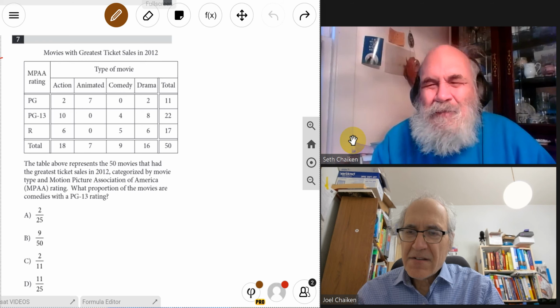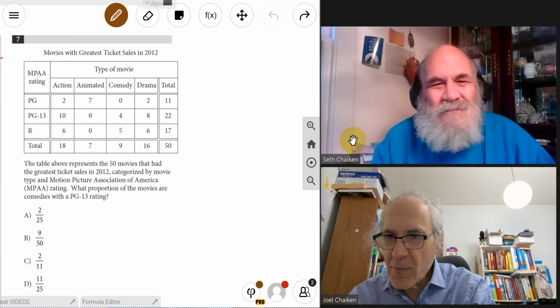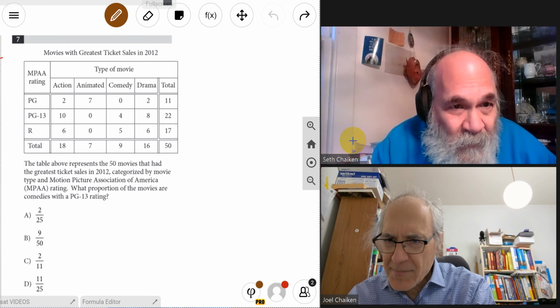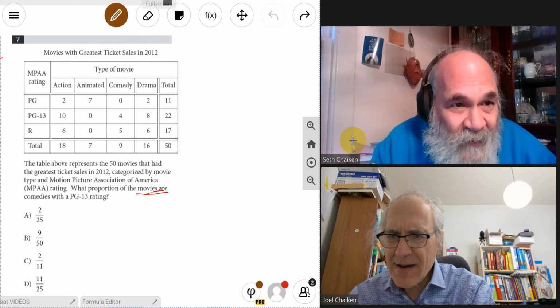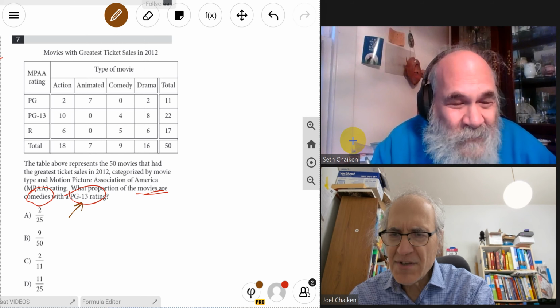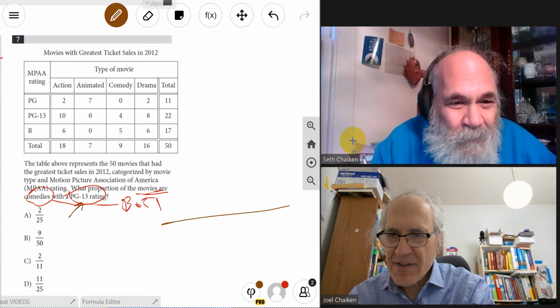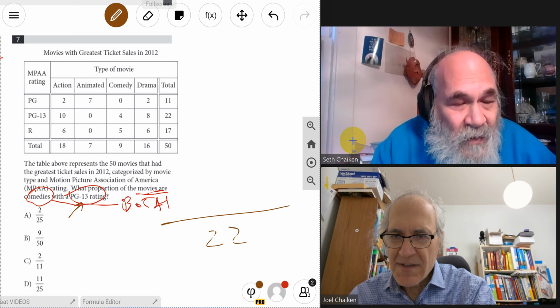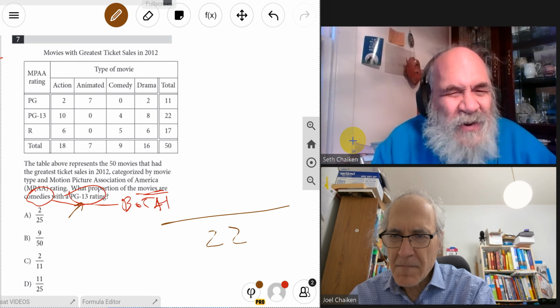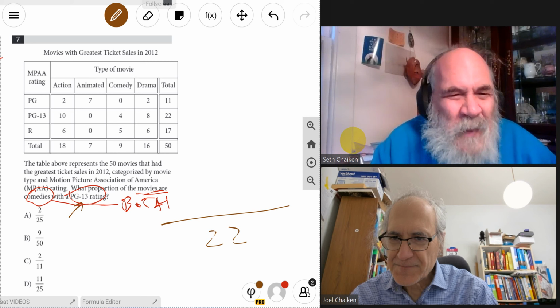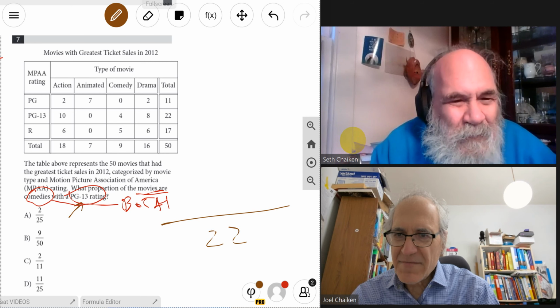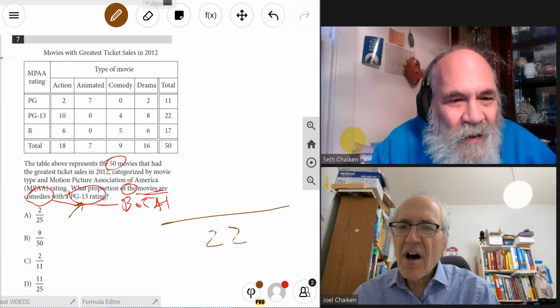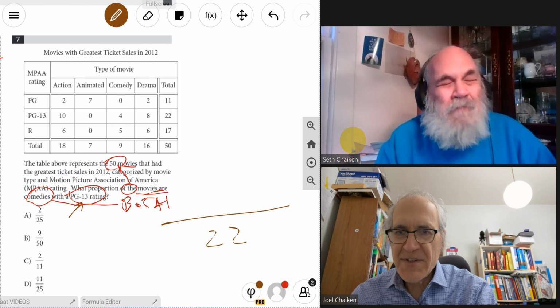So we have it with what proportion of the movies are comedies with a PG-13 rating? Doesn't that mean that the denominator has to be the movies with the PG-13 rating, which is 22? Isn't that right? No, I don't read it. Please read the question. The above represents the 50 movies that have the greatest ticket sales. What proportion of movies are comedies? Oh, so it's 50. We have to divide by 50.